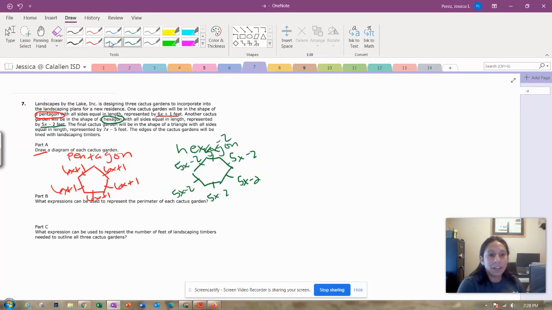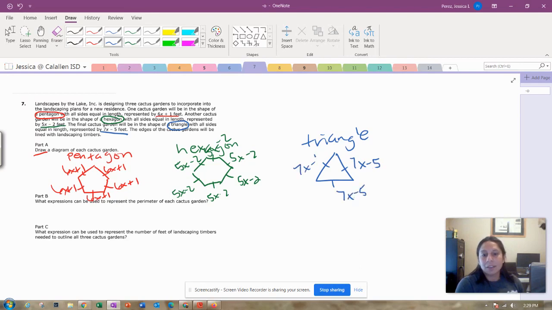Okay, next we have the last and final cactus, represented by a triangle. This triangle has 7x minus 5. So a triangle has 3 sides. All 3 sides are the same, and the sides are 7x minus 5.